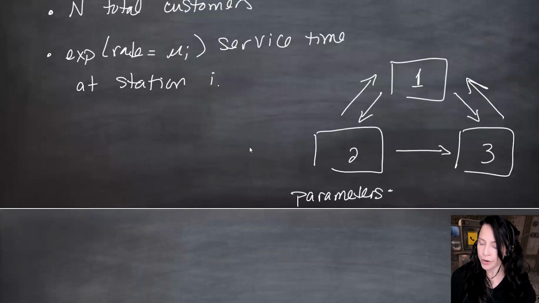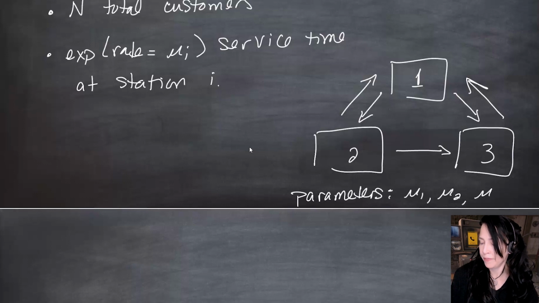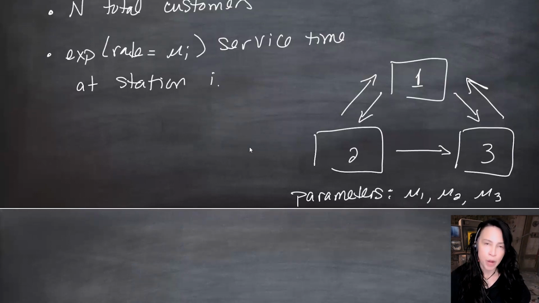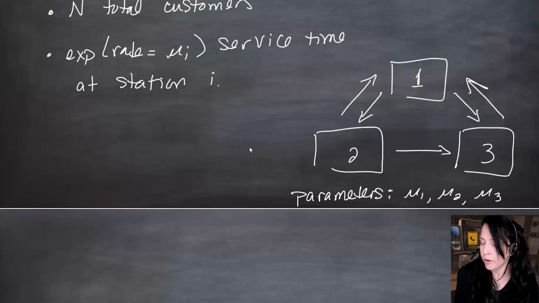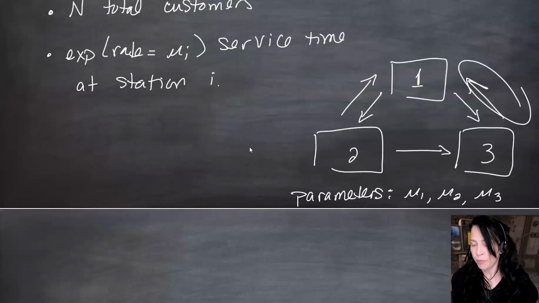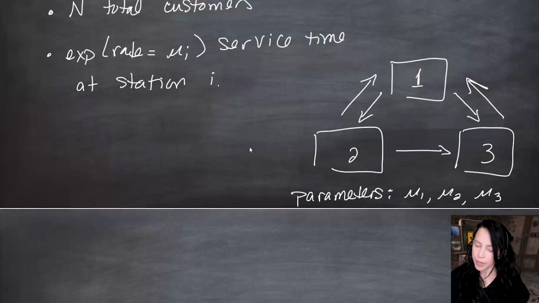The parameters are going to be the service rates at each server, and then the routing probabilities. For this particular example, you'll notice there's only one arrow out of server 3. So people leaving server 3 definitely go to server 1. From this picture, I can see that P31 is 1, but the other parameters need to be given.